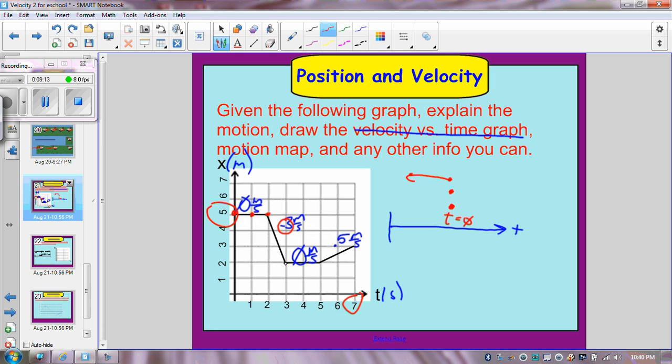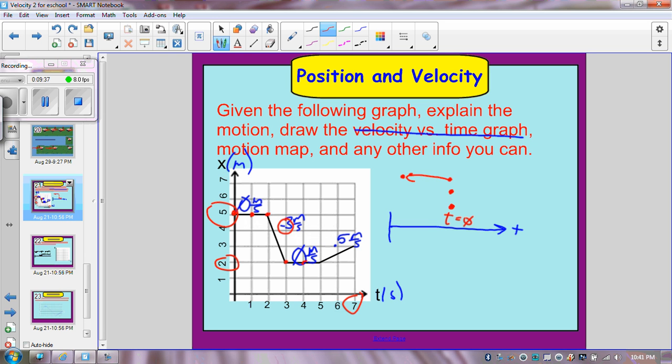Then, at time equals 3 seconds, the object has stopped again. So I'm going to draw a dot here, but with no arrow coming out of it. Now I want you to notice something. Has my dot made it back to the origin yet? No, because right here, it's at the 2 meter mark. It hasn't made it back to the origin just yet. So I want to make sure I'm drawing things to scale as best as possible.